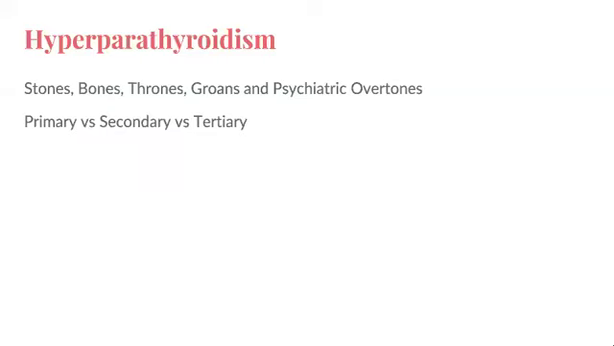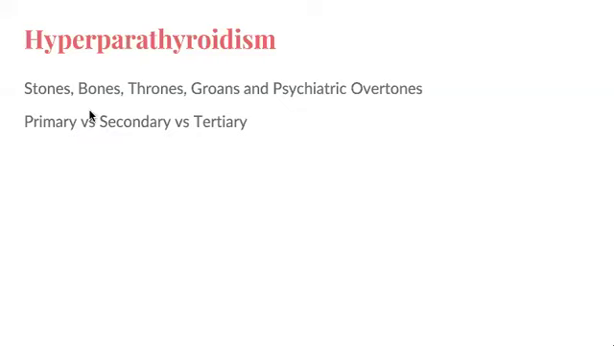We'll also talk about primary versus secondary and tertiary on the quiz day. But essentially, the difference is that in primary, the PTH is too high, versus secondary and tertiary, which are associated with renal hyperparathyroidism. Whilst the PTH is high in secondary, the calcium will be low, and in tertiary, the calcium will be high.